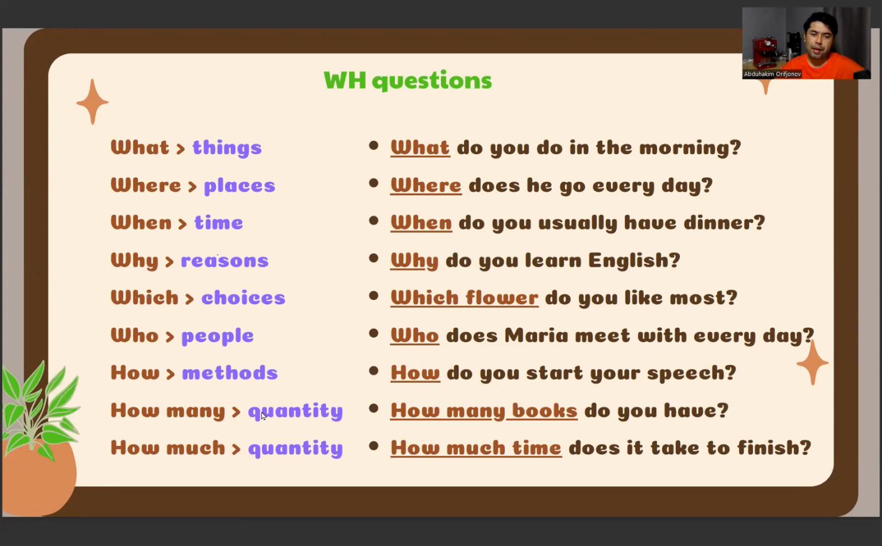How many asks about the quantity of countable nouns like books, cars, pens, or computers. We can count them. How many books do you have? And how much asks about the quantity of uncountable nouns like water, money, air, bread, salt, sugar, etc. How much time does it take to finish?